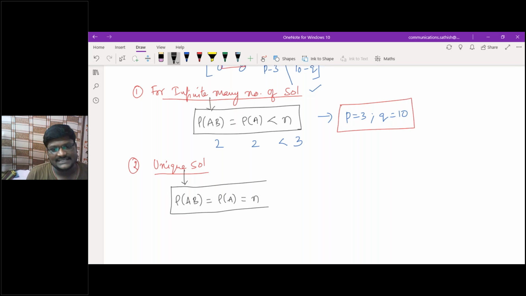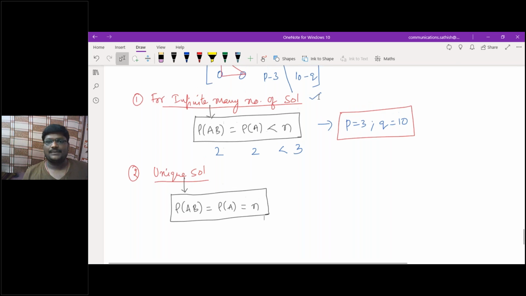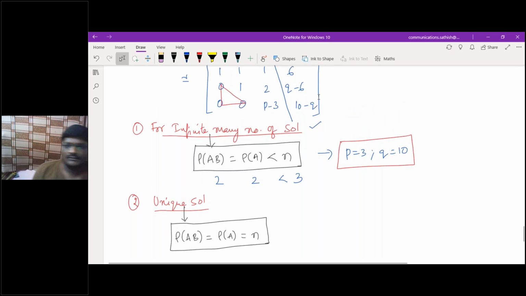Then only that condition will satisfy. Am I correct? Yes, sir. If you observe properly, the rank of AB must be 3 and the rank of A also must be 3. In which case will that exist?